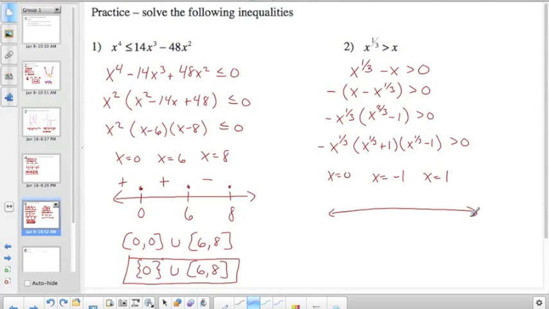So make the sign chart. -1, 0, and 1. And if I pick values, you will see that it ends up being positive here, negative here, positive here, and negative there. So I want to know when this thing is greater than 0. So that's going to be from -infinity up to -1, or from 0 to 1.